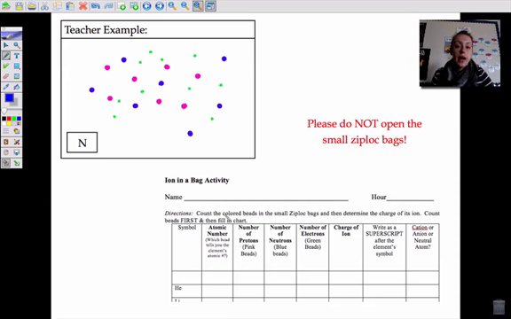So if we look at our bag activity, it says directions. Count the colored beads in the small Ziploc bags and then determine the charge of its ion. Count the beads first, then fill in the chart. So I'm going to go through a model with you, and I know you're going to be really tempted to pause the video and just write down what I wrote down, but you should listen to the explanations. You should watch the entire thing.